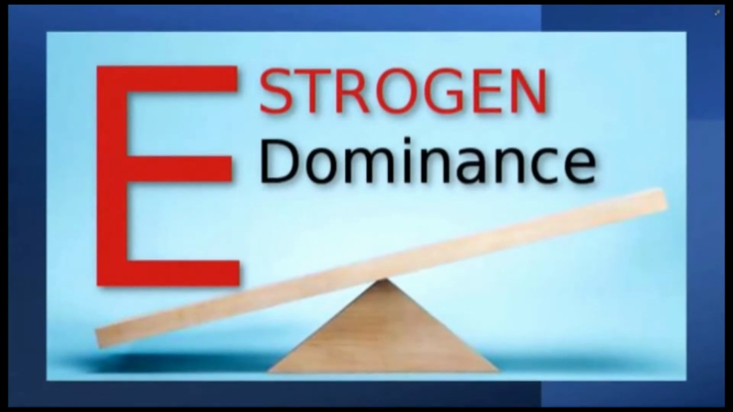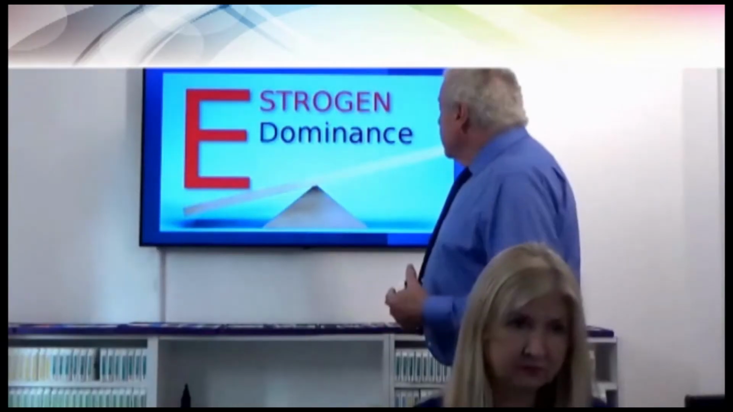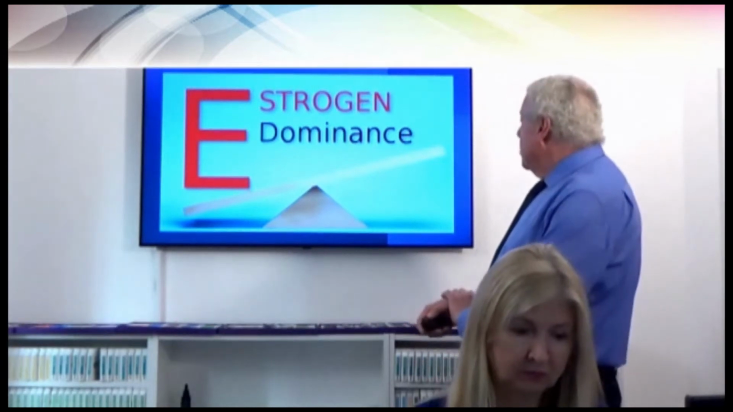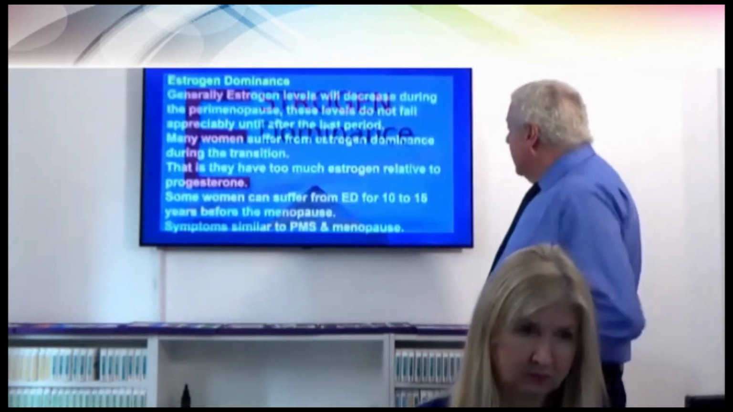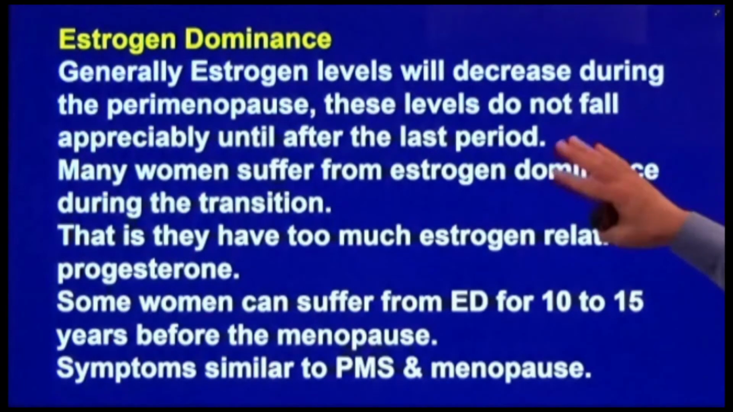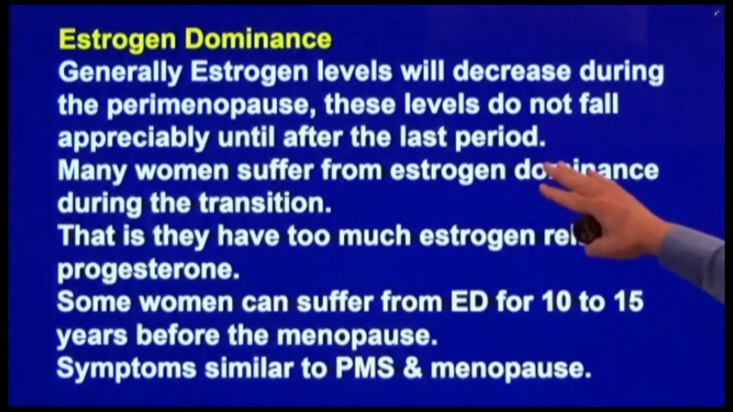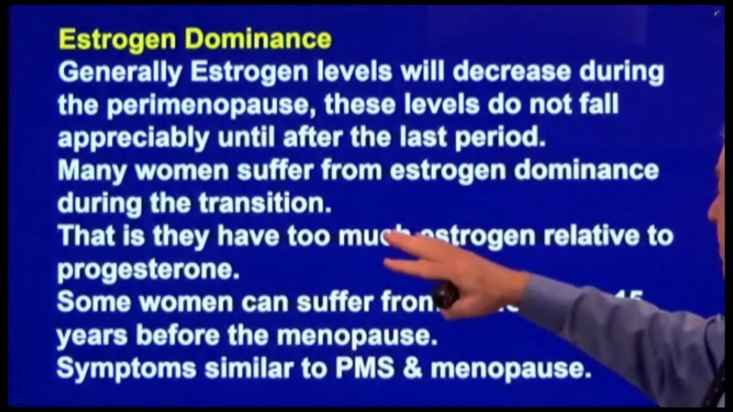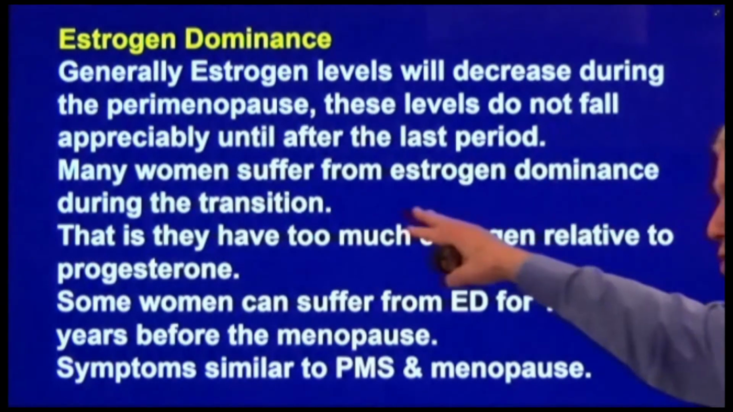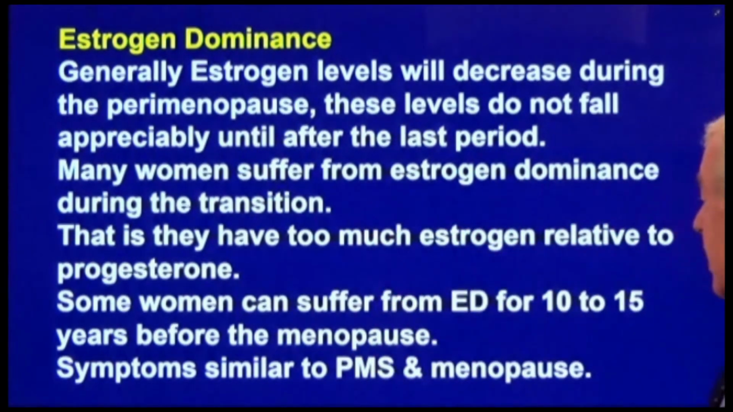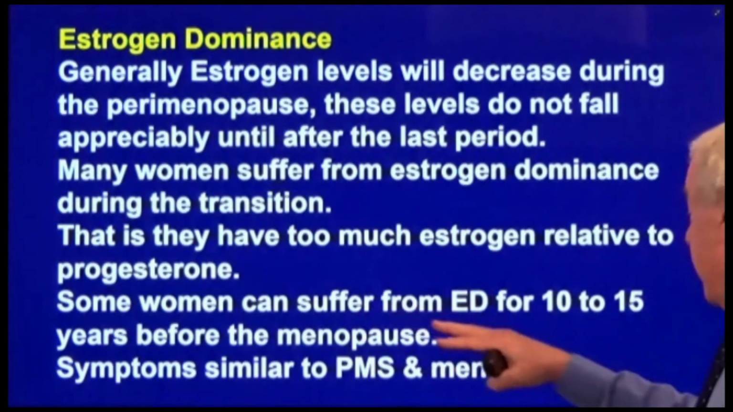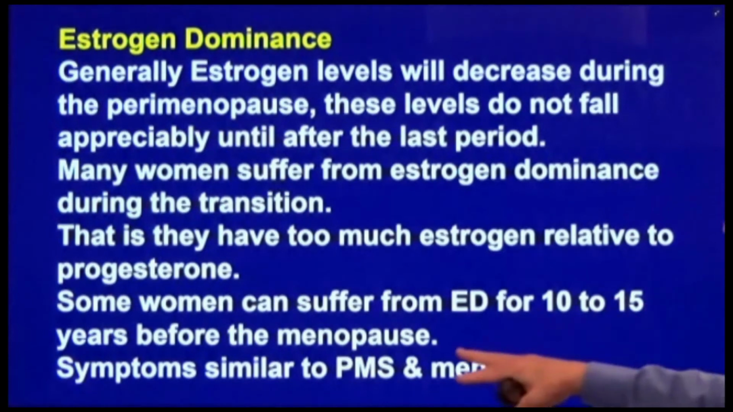So in some cases, perimenopausally, as we change from perimenopausal to postmenopausal, we get estrogen dominance. In other words, we get a high amount of estrogen being produced and less of it being metabolized. So generally, estrogen levels are decreased during the perimenopause. These levels do not fall appreciably until after the last period. Many women suffer from estrogen dominance during this transition phase, in other words, high levels of estrogen. That is, they have too much estrogen relative to the progesterone. Some women can suffer from estrogen dominance for 10 to 15 years before the menopause.